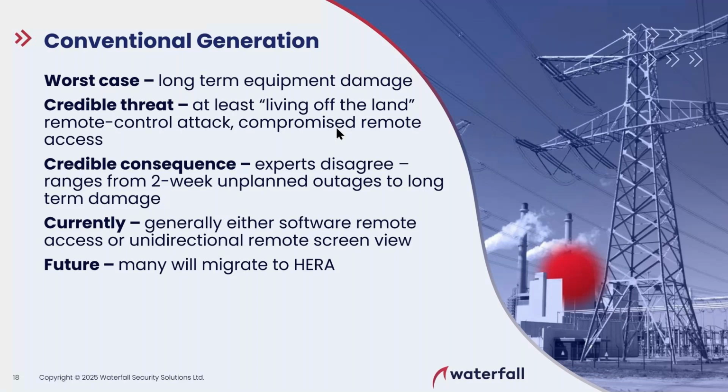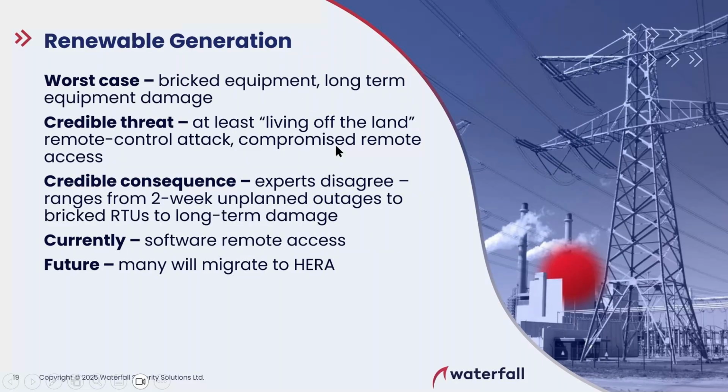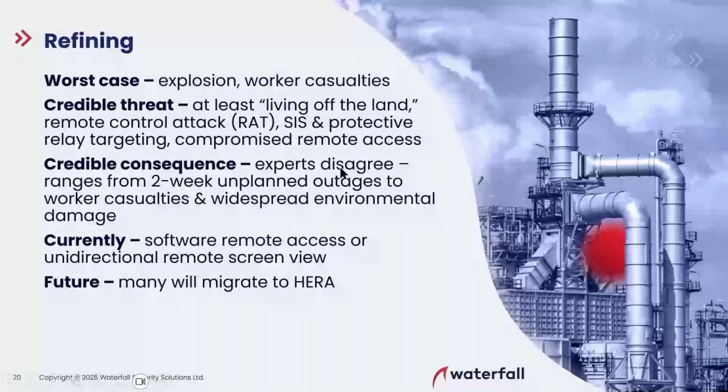So, I'm going to go through the next few really quickly because they're just like generation. It's heavy industry. I'll come back to renewables in a moment. Refining. What's the worst case? Things blow up, people die. What's a credible threat? Living off the land is also a credible threat for refining. What are credible consequences? The experts disagree. What is everyone doing today? They're doing software remote access. Some of them are doing unidirectional remote screen view, but it's not the majority.